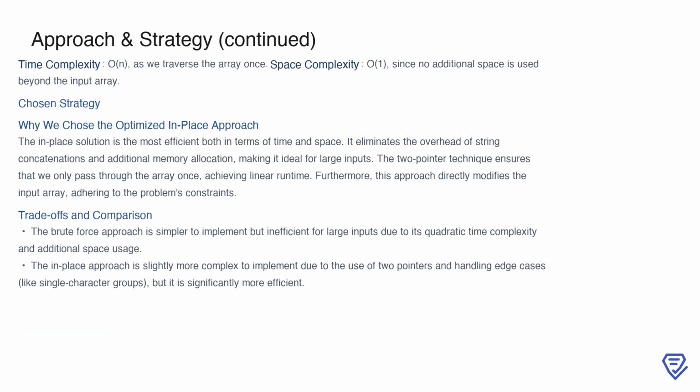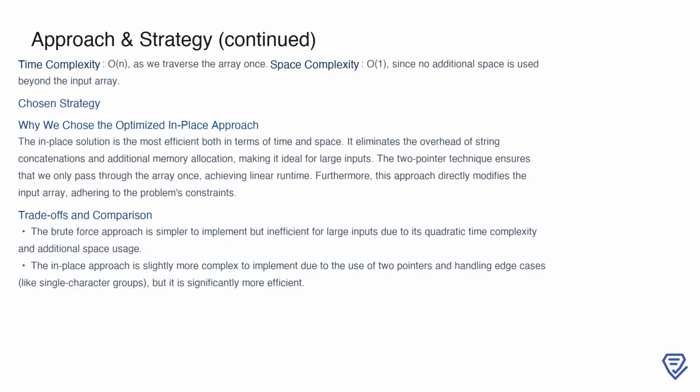The optimized in-place approach offers significant performance advantages. Its time complexity is O(n), as we traverse the input array only once, and its space complexity is O(1), since no additional data structures are used. This makes it highly efficient for large inputs. We chose this approach because it strikes the perfect balance between simplicity and performance. By eliminating costly operations like string concatenations and additional memory allocation, it adheres to the constraints of the problem while scaling effectively.